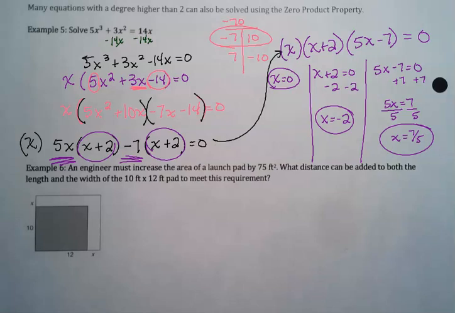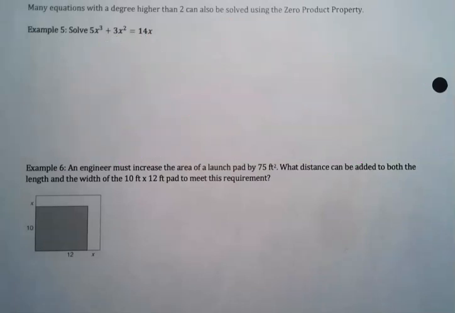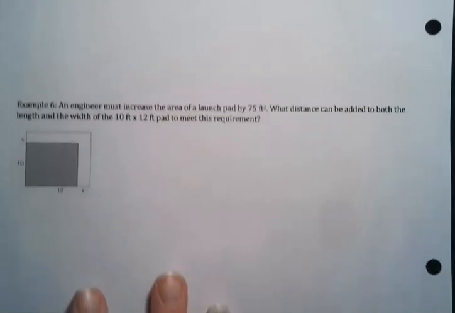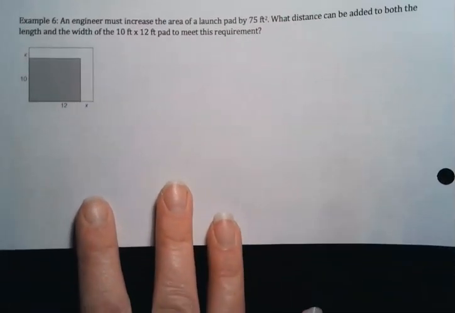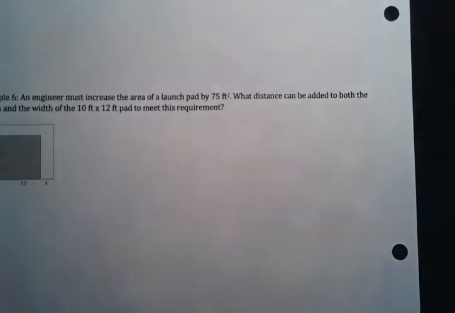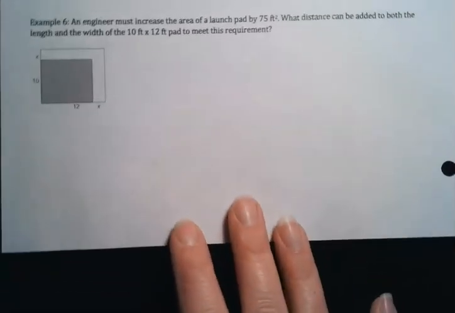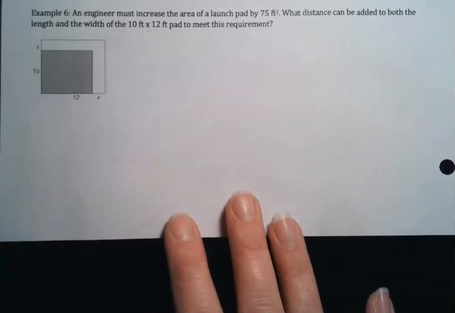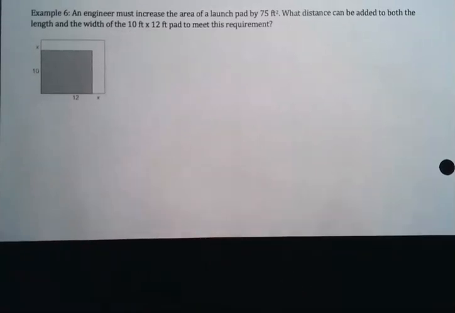All right, I'm going to clear this so we can look at our word problem. Okay, so an engineer, sorry, my light's getting in the way. An engineer must increase the area of a launch pad by 75 feet squared. What distance can be added to both the length and the width of a 10-foot by 12-foot pad to meet this requirement? Okay, so we've got this picture, right?